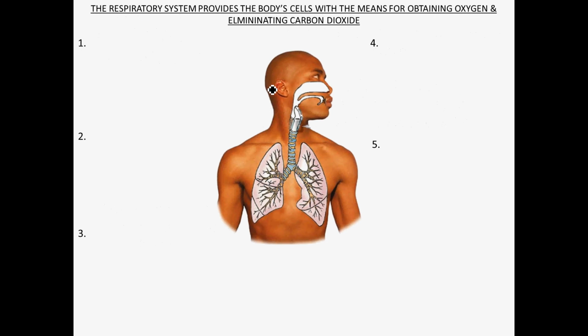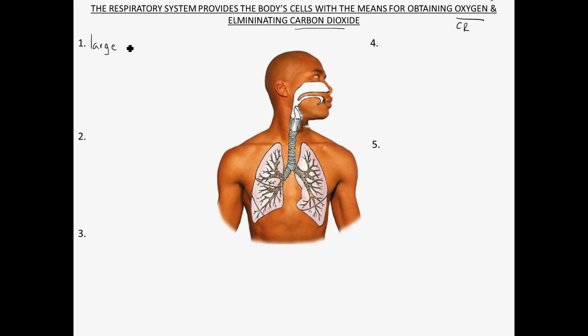So the respiratory system, as the title up here says, provides the body's cells with the means for obtaining oxygen and eliminating carbon dioxide. Of course, the oxygen here is going to be used in cell respiration to get cells their energy, ATP production, etc. And along the way of that ATP production, those cells produce carbon dioxide, so we've got to get rid of that constantly.